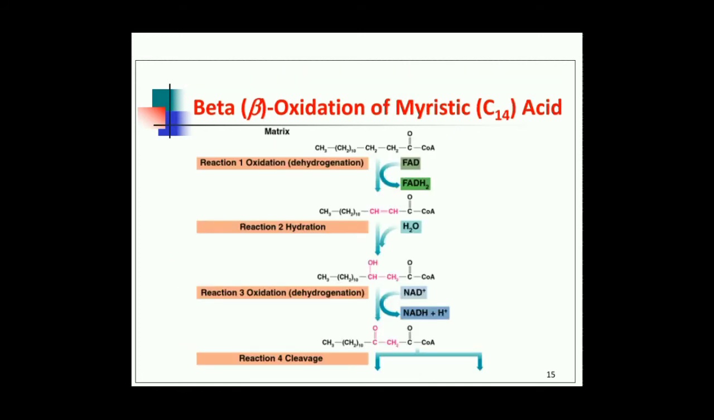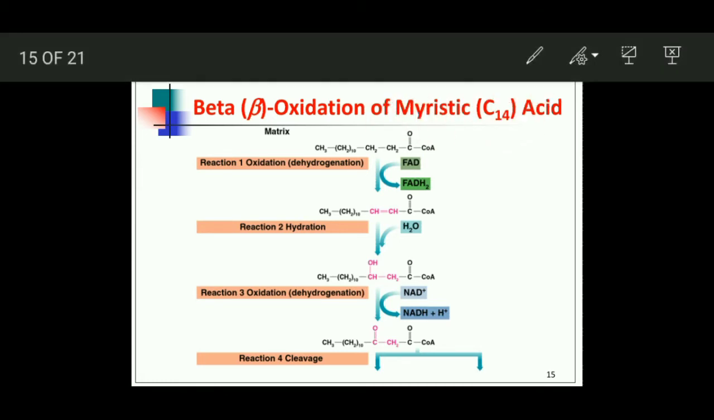Now let's move on. Here you can see the beta oxidation of myristic acid, which is a 14 carbon acid. You can take palmitic acid as well, which is C16. We'll talk in detail as well. So now let's see guys. In the first step, oxidation is happening, which is dehydrogenation. Between the alpha and beta position a double bond is created as it is losing or removing hydrogen.